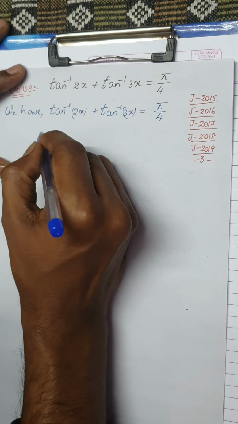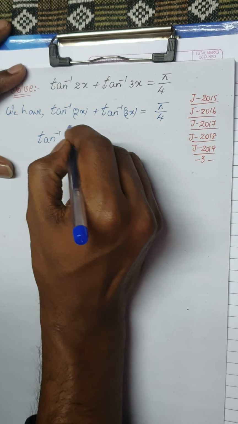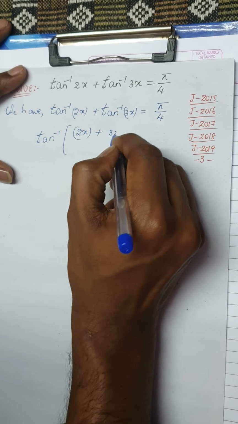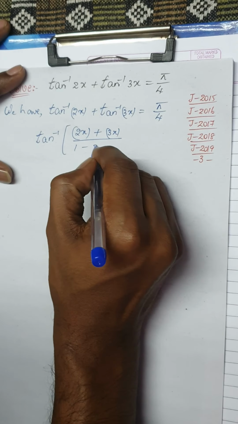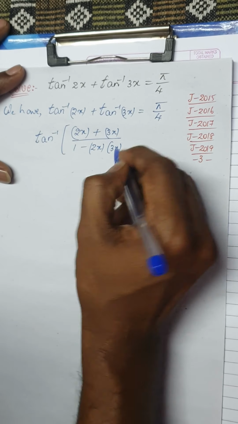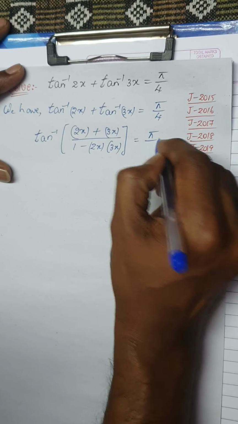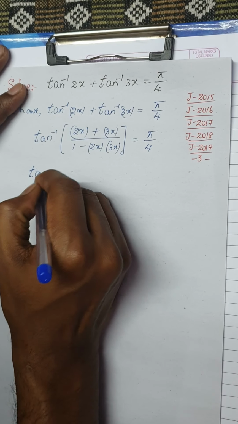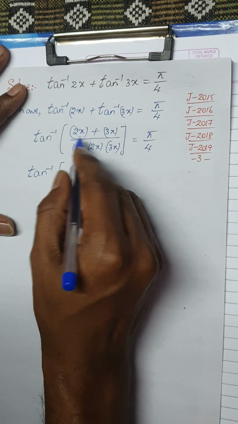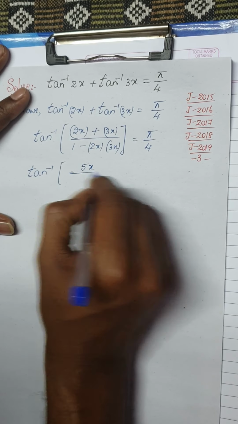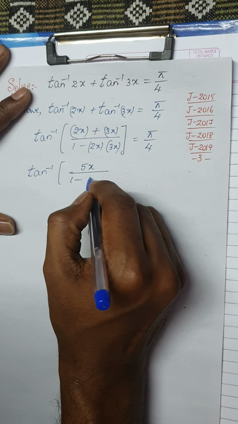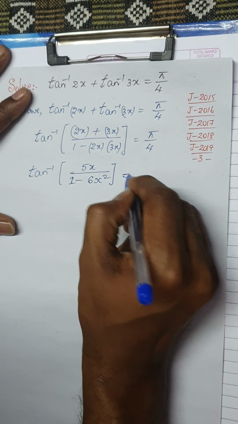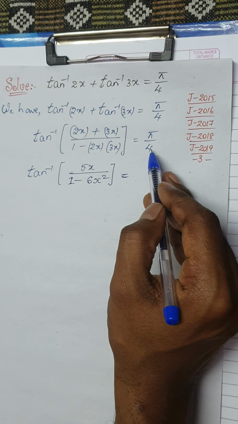So I'm going to use the property. So tan inverse of x plus tan inverse of y is nothing but tan inverse of x plus y, that is 2x plus 3x divided by 1 minus 2x into 3x. So this is nothing but pi by 4. So the LHS is tan inverse of, what is 2x plus 3x? It is nothing but 5x divided by 1 minus 2x into 3x, which will be 2 3s are 6, x into x is x square. Remember pi by 4 is 45.